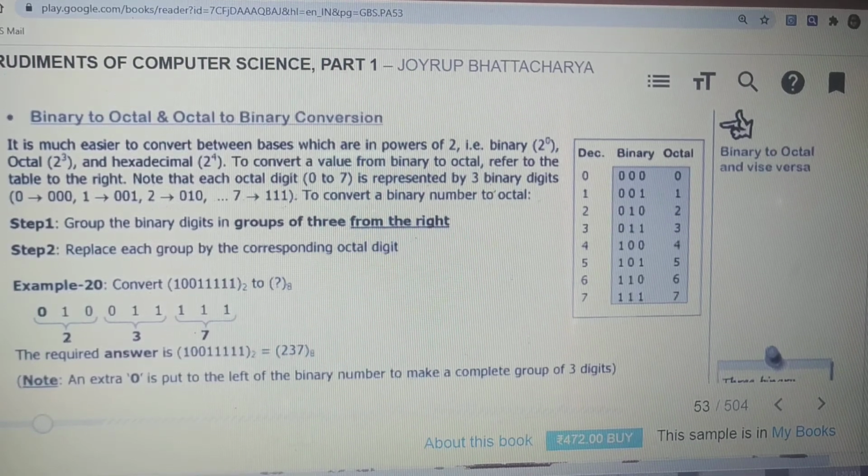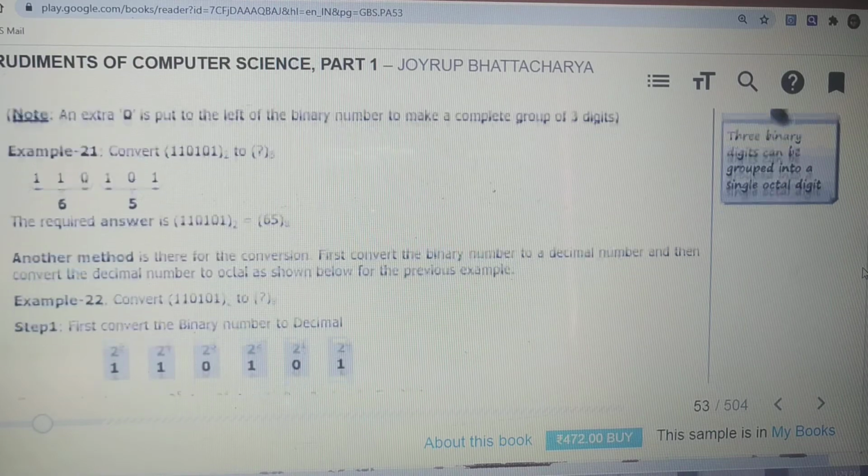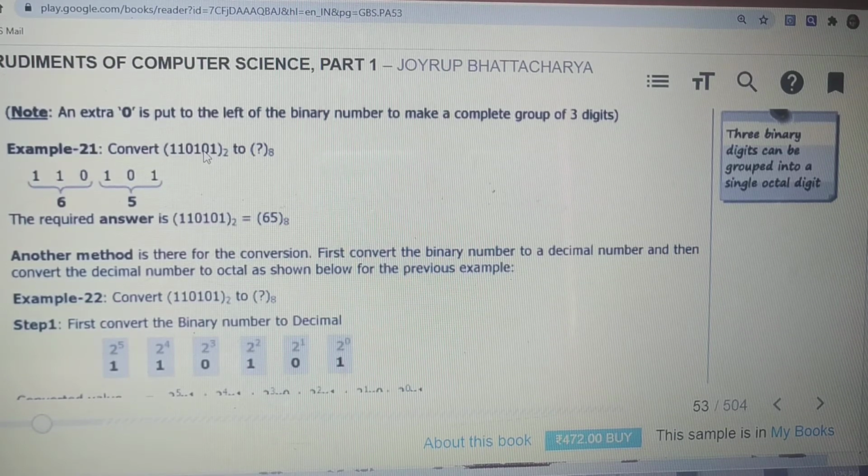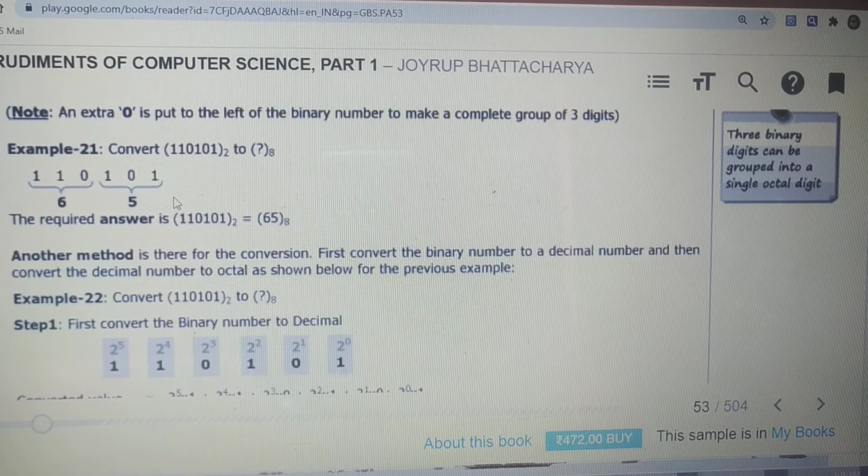Now coming to the next one, 110101. Again we are clubbing from the right hand side to the left hand side. That is 101 and another one is 110. 101 means 5 and 110 means 6. So the answer is 65 base 8.